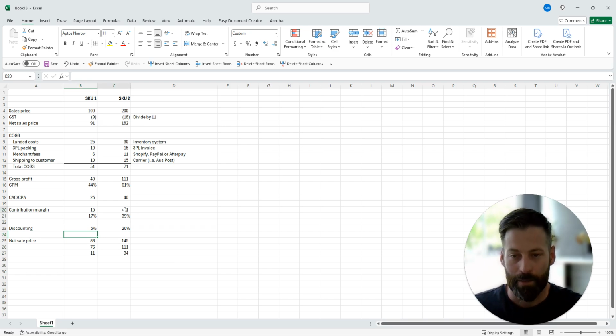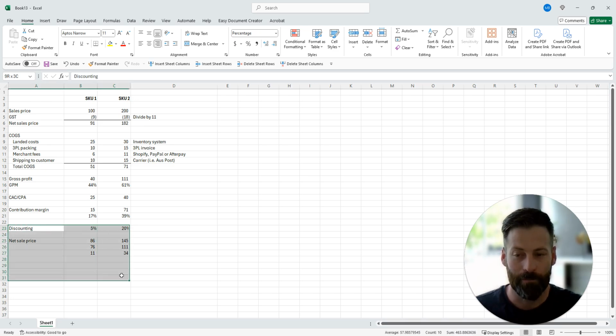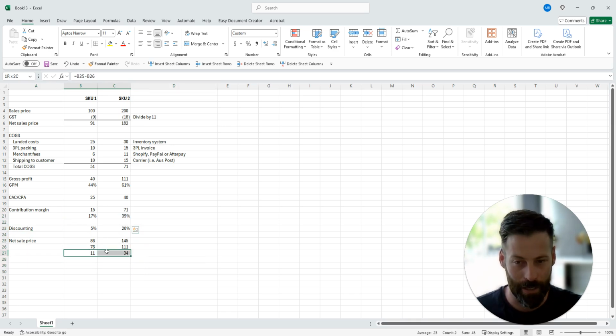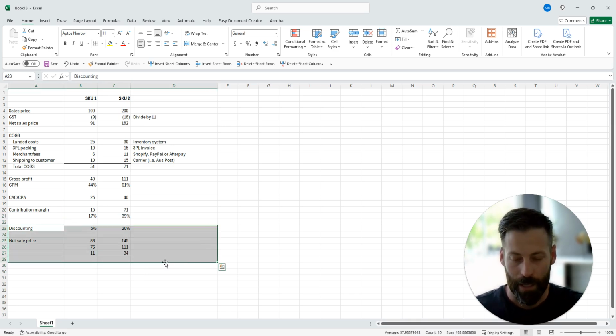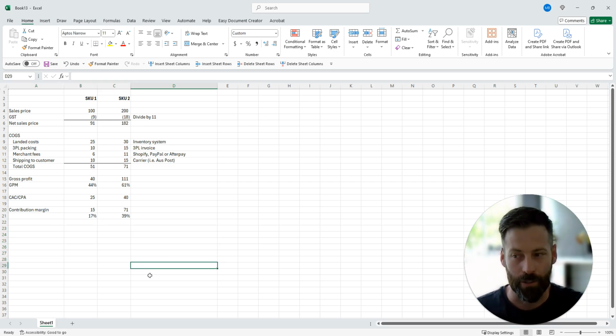SKU 2, obviously there's a much bigger profit built into this. So you could afford a bigger discount. The thing I would say on that though is if you can acquire a customer without needing to discount, obviously you want to be here, not down here. So that is the final point there, is that by understanding your unit economics, you understand which products, or how much capacity you have for discounting against your products.